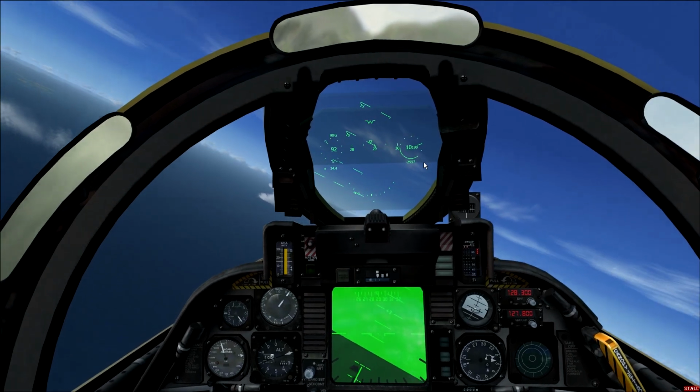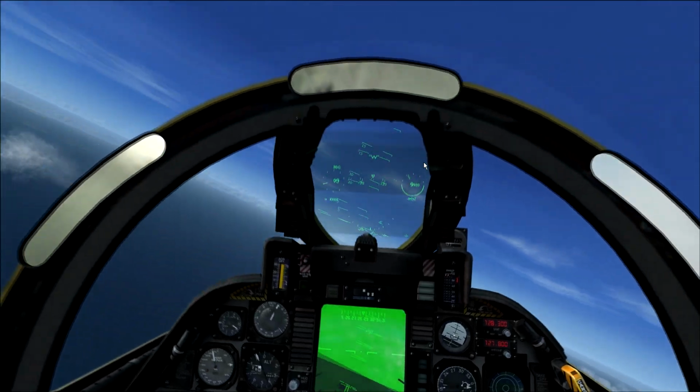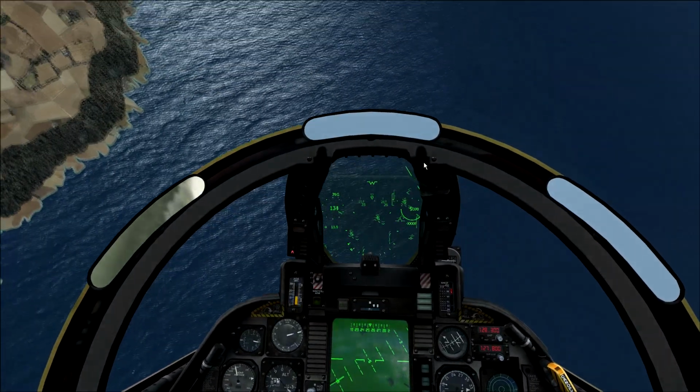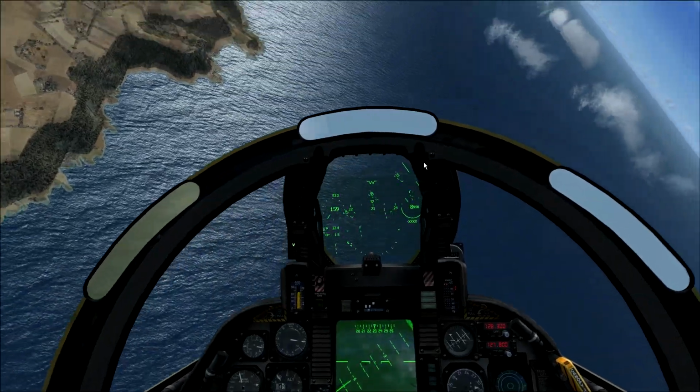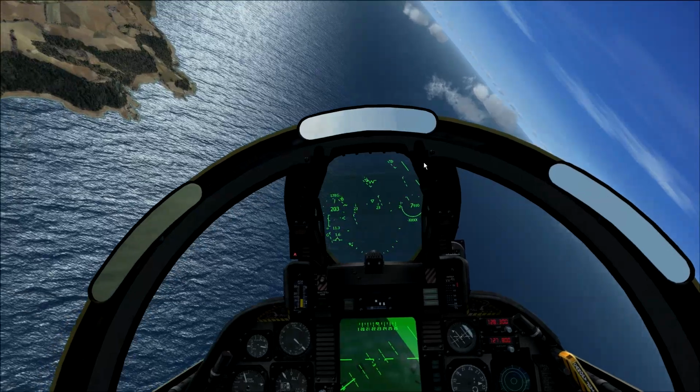So we push it, we're trying to get around to the carrier, so we put a little bit more stick in, adverse yaw comes in, and if you look, we've just gone through the water by about 100 feet. We were nowhere near keeping ourselves anywhere near the carrier there. Come on, don't do that to me.